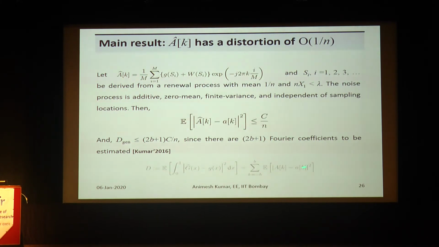If we use something like Parseval's, which says that the average mean squared error in the field itself is going to be the sum of the average error or expected error on each of the coefficients, then we get that the field also can be reconstructed with an average mean squared error of 1 by n. All right, and so that's the first result.